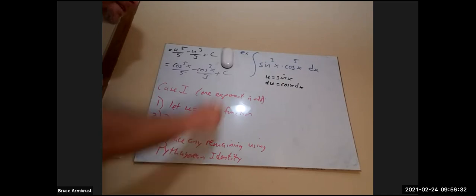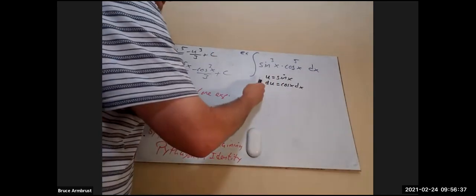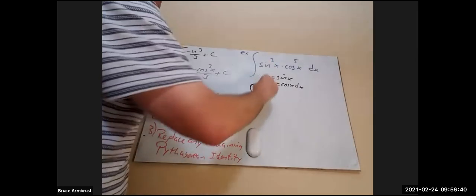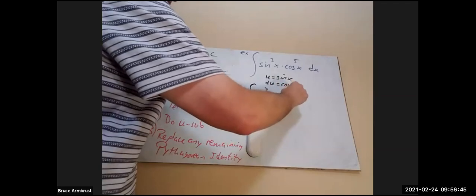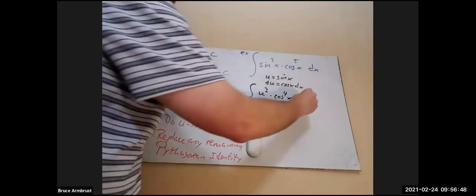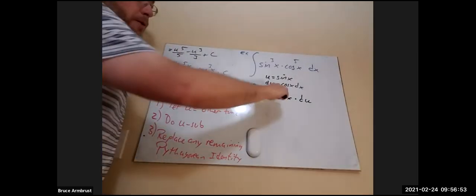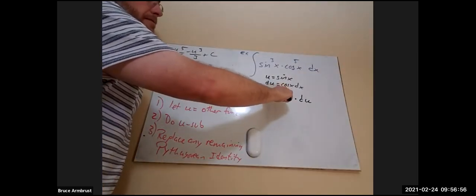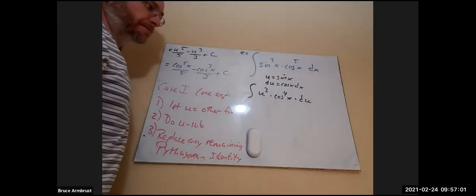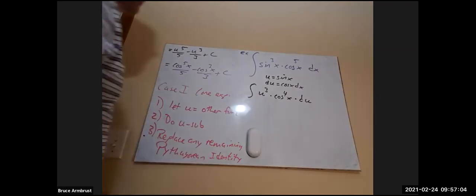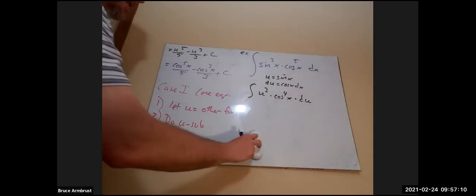So if I start replacing, we're going to have an integral of u cubed times cosine to the fourth x times du. Because one of those cosines got lumped into the du, right? So it went from 5 down to 4. But now I need to replace that cosine to the fourth, and I'm going to do that using the Pythagorean identity.